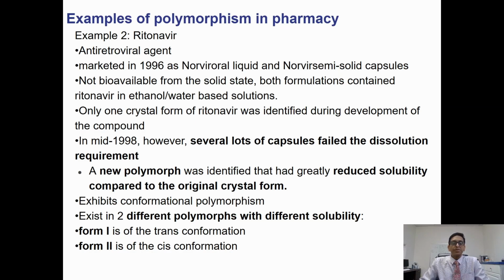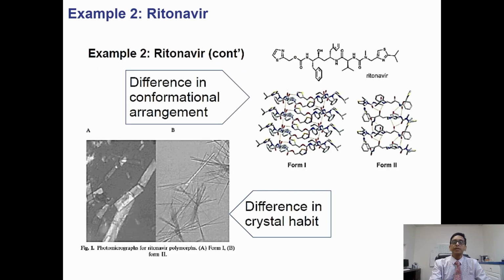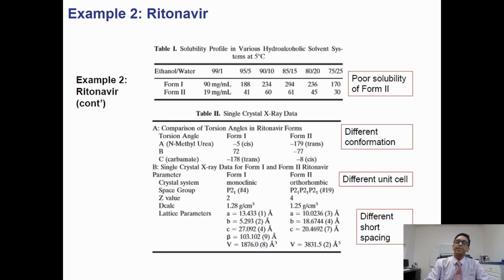Form 1 is called the trans conformation and form 2 is the cis conformation. So two polymorphs were identified, and these two polymorphs have different physicochemical properties. Looking into these ritonavir polymorphs, we have noticed that they have different conformational arrangements, the cis and trans having different crystal habits. This difference in crystal habits leads to different physicochemical properties of the molecule, and polymorphic form 2 has poor solubility. Because of that, the solubility, dissolution and bioavailability of form 1 and form 2 have distinct differences in their physicochemical properties and overall biological performance.